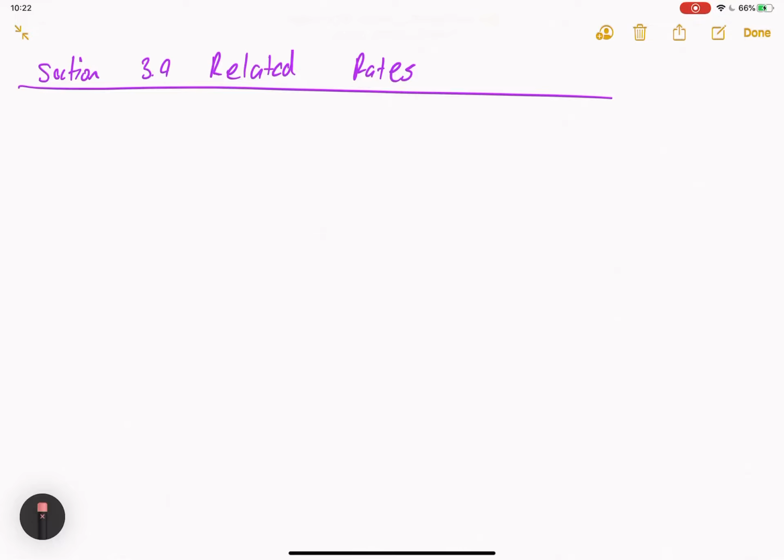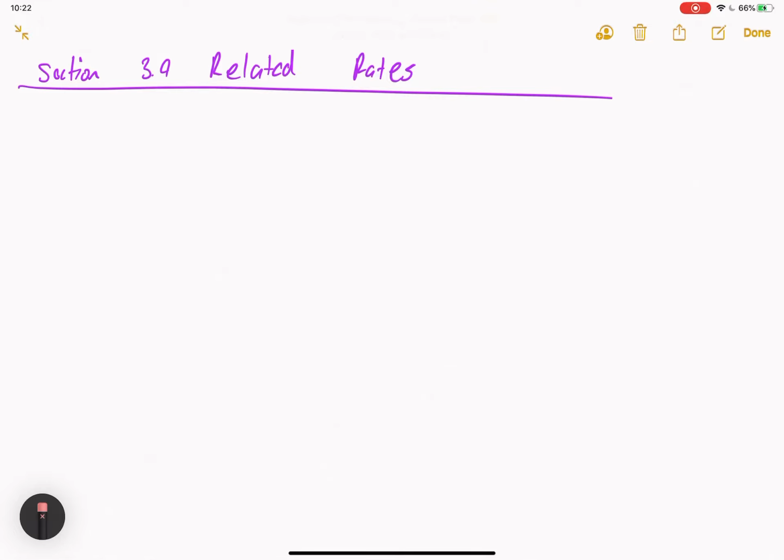Covering section 3.9, and it's going to be related rates. Related rates is pretty weird at first to get used to, and it's definitely a bit more of a calculus thing, a bit more applied. I think you might struggle with it a bit, but that's okay. These problems are hard, but we'll get through it.